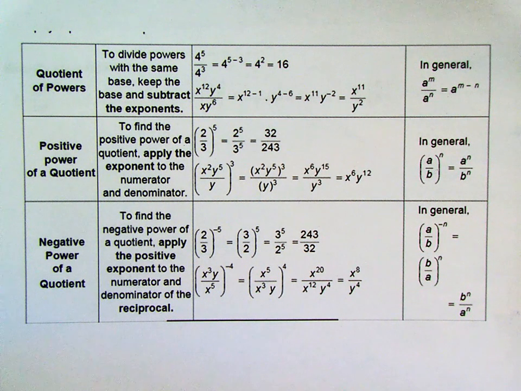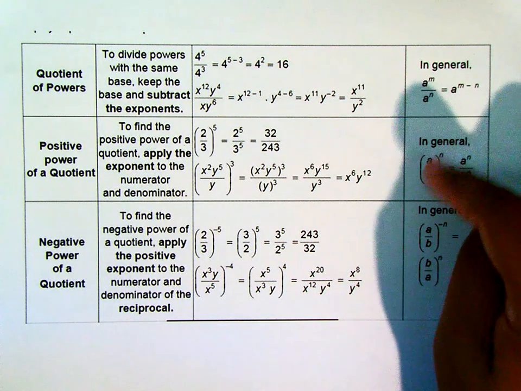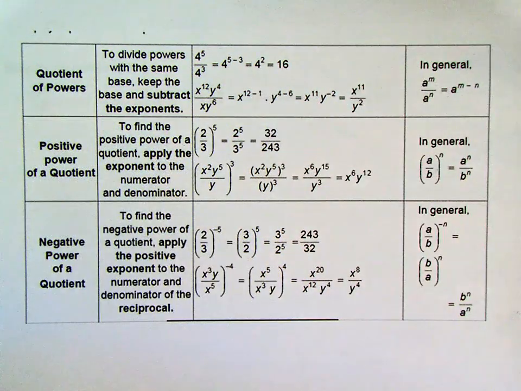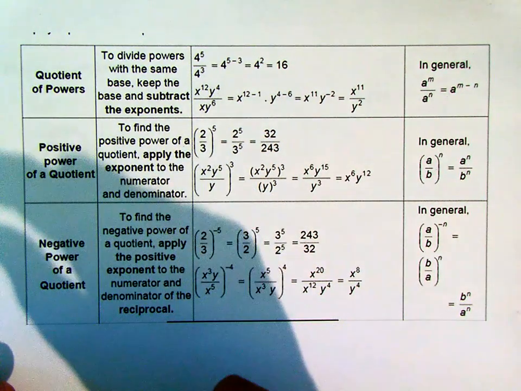So what I want to do is follow up on the video I had yesterday dealing with properties when you're multiplying. This time we're dealing with quotients, which means we're going to have a fraction or have division between our powers. So let's take a look at our notes here. So here's three examples of different properties to go with quotients.